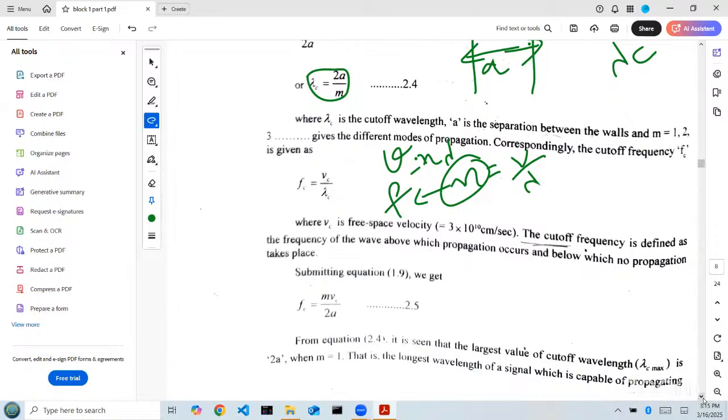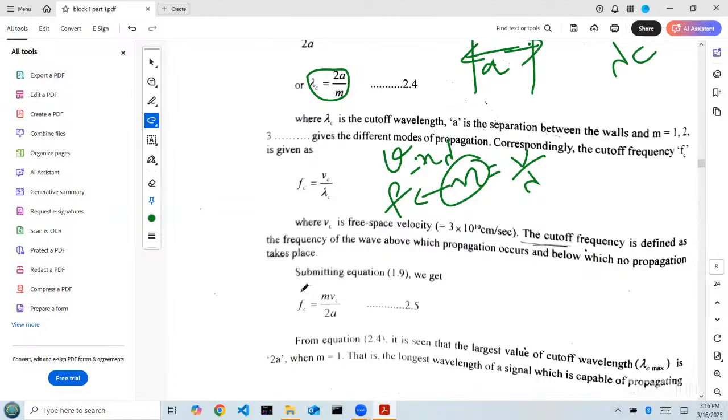Fc equal to m times velocity times 2a. This is the equation for which one? The frequency calculation we did. So finally, what is our title? Calculation of the wavelength, calculation of the frequency. So frequency calculation is over. Now next, what do we have to see?